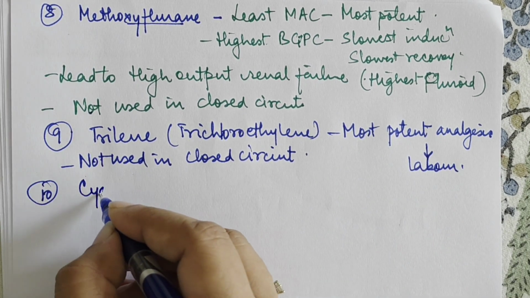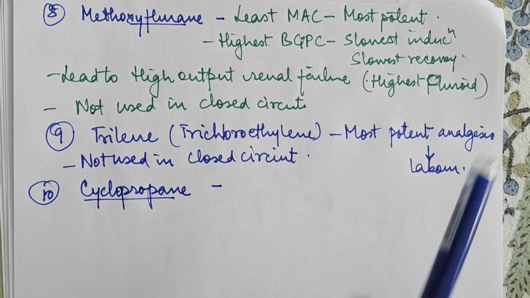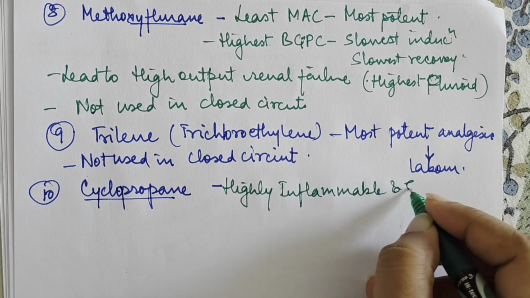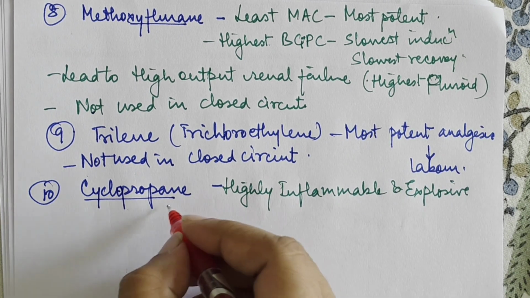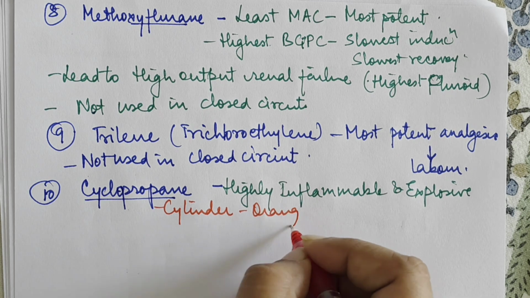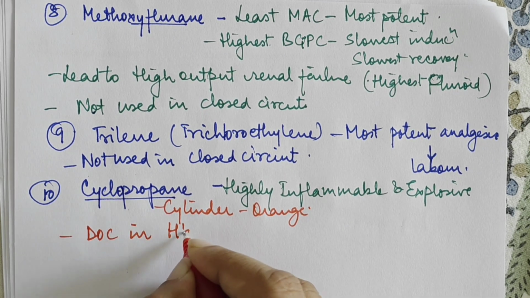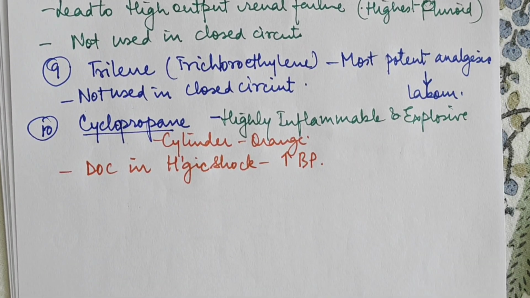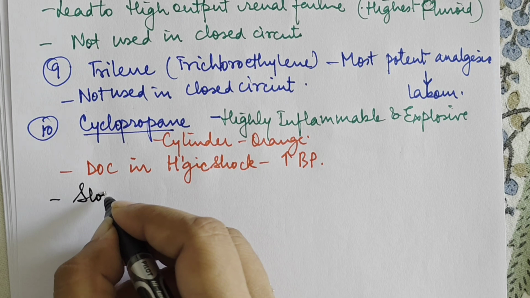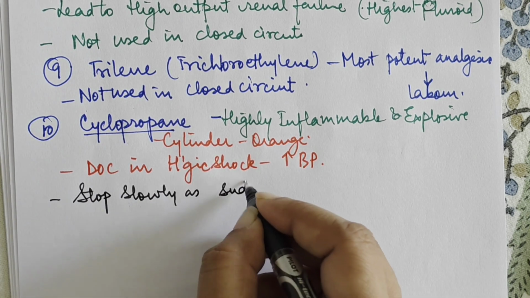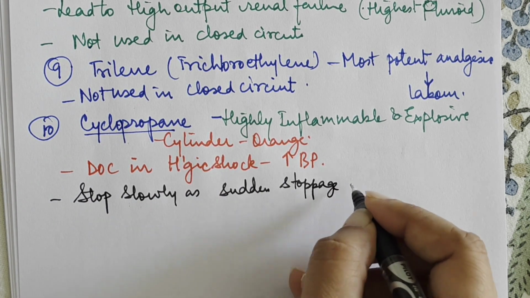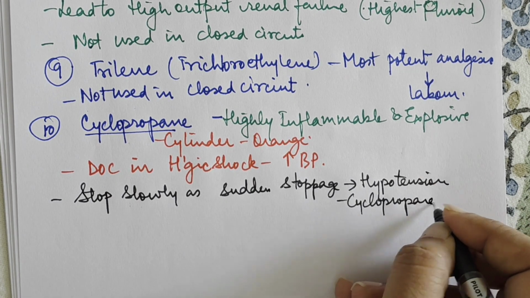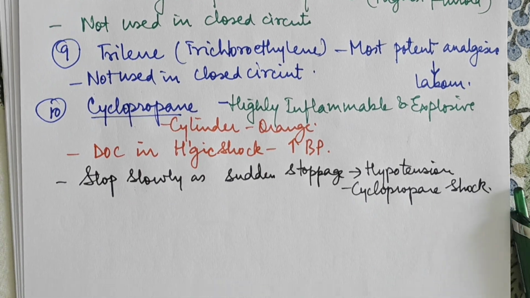Then next drug we have is cyclopropane. Now cyclopropane is highly inflammable and explosive like ether. So that is the problem with cyclopropane. What is the color of its cylinder? Cylinder is orange in color. Then it is the drug of choice in hemorrhagic shock because it increases the blood pressure, right? So it increases the sympathetic tone, so can be used in shock condition. Then stop slowly, as sudden stoppage can result in hypotension, which is called cyclopropane shock. Okay, so this is about cyclopropane.